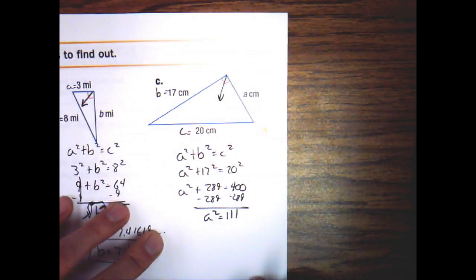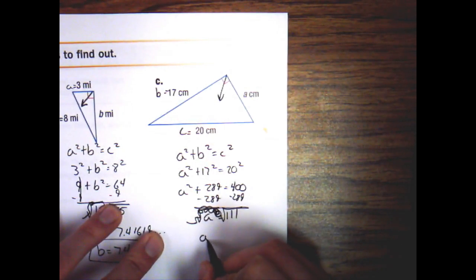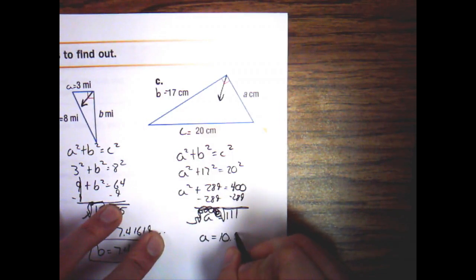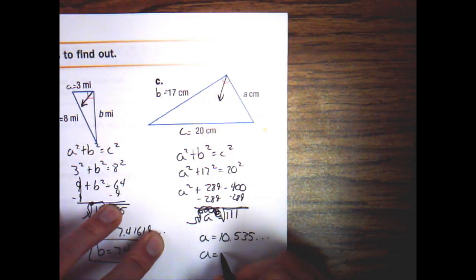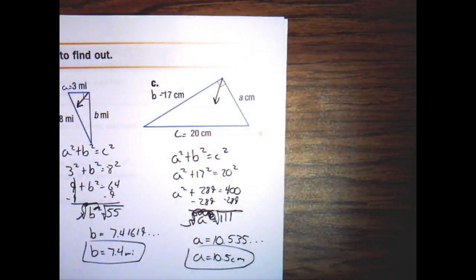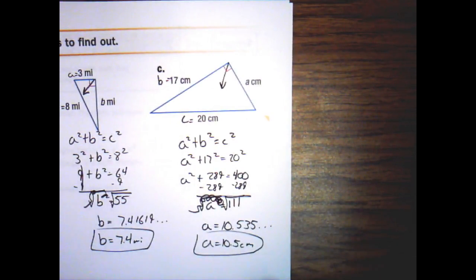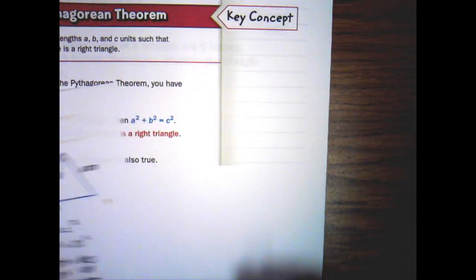A squared equals 400 minus 289, which is 111. In order to find the length of that side, I need to take the square root of each side. This will cancel that squared on my A. A is equal to the square root of 111, which is 10.535 dot dot dot. So A would be 10.5 centimeters. Now, I know I went through those fast, so if you need to replay that part, please do so. But in the interest of keeping these videos short, we're moving on.